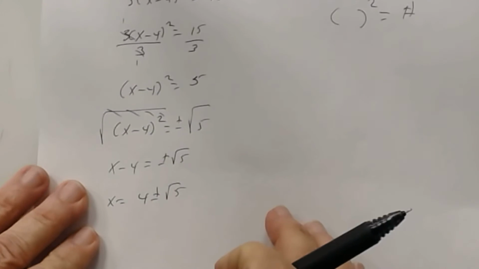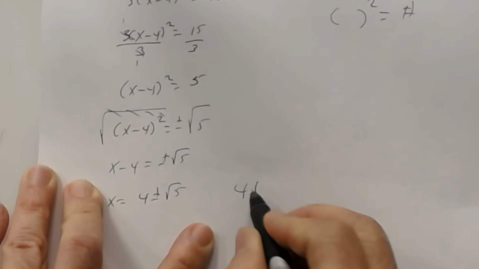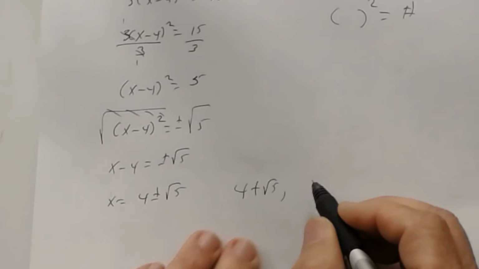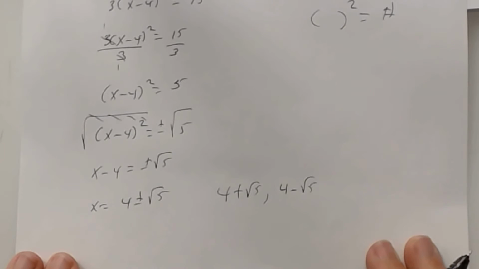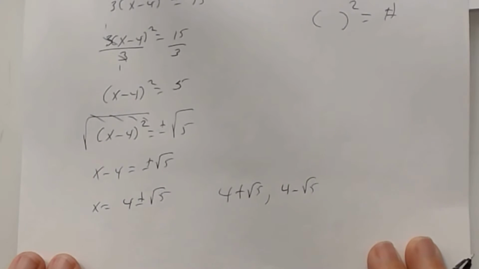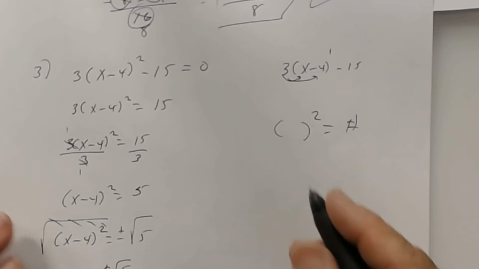Now in my math lab, you have to separate them using commas. So in my math lab, you would say 4 plus the square root of 5, and what's the other solution? 4 minus the square root of 5. Okay? All right. And then, just seeing if you remember how to write the answer.